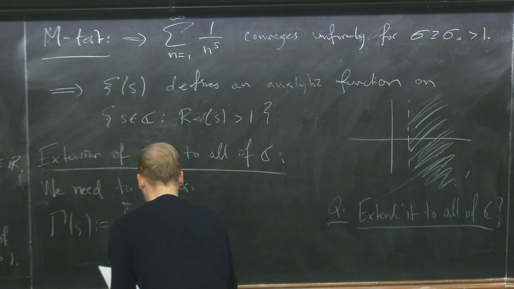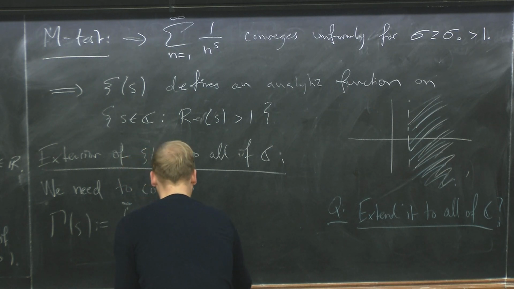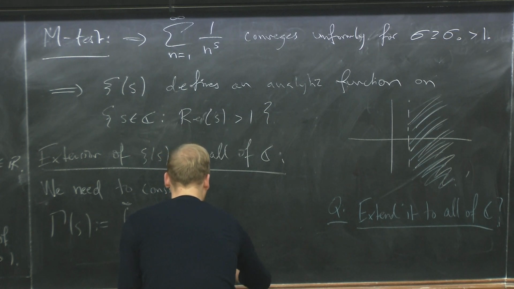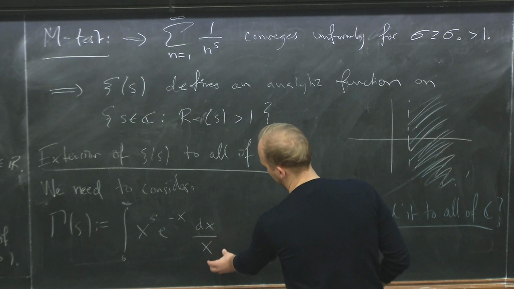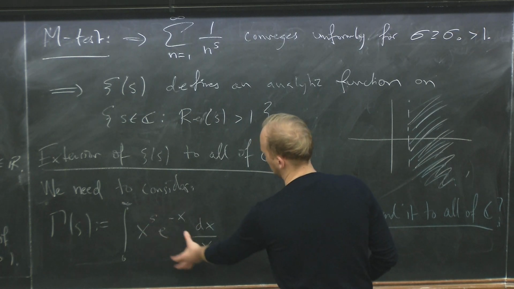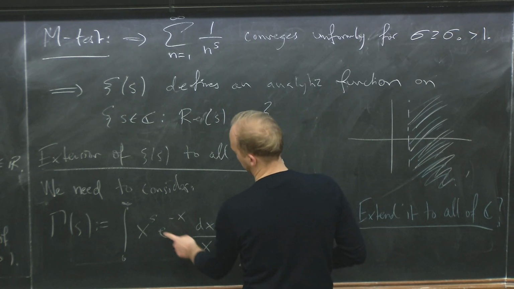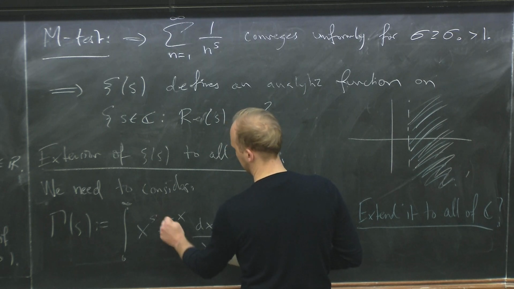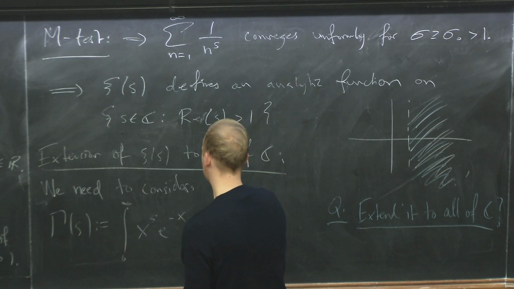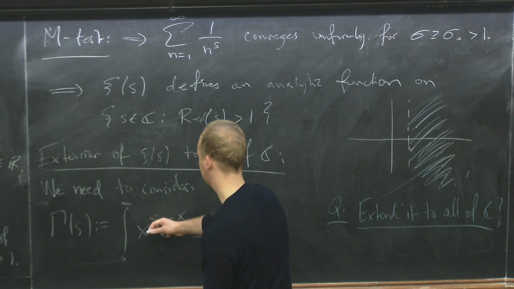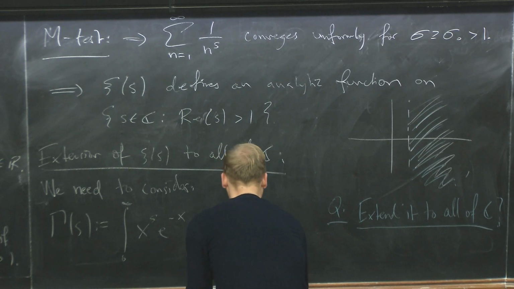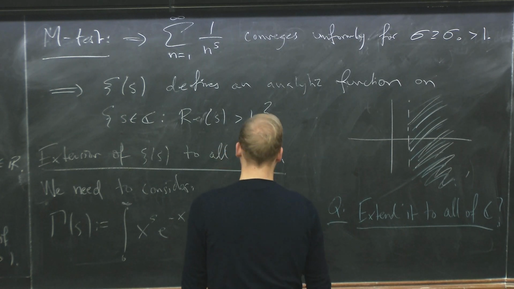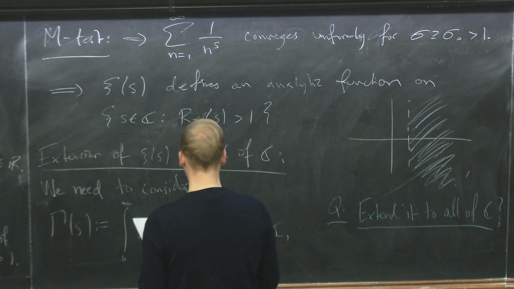So gamma of s was defined as the integral of x to the power s, e to the minus x, times dx over x. So I write it a bit bizarrely like this, dx over x. Okay, this is some convention. I could, of course, just as well have put s minus 1 here. So now x is some real number. You integrate over this variable, but s is still our complex number. Okay, so this is the gamma function.